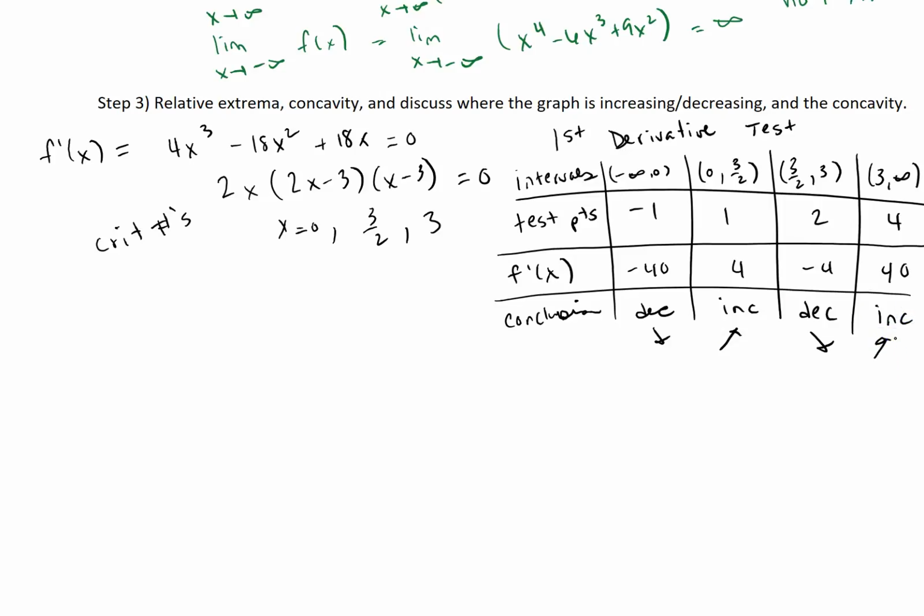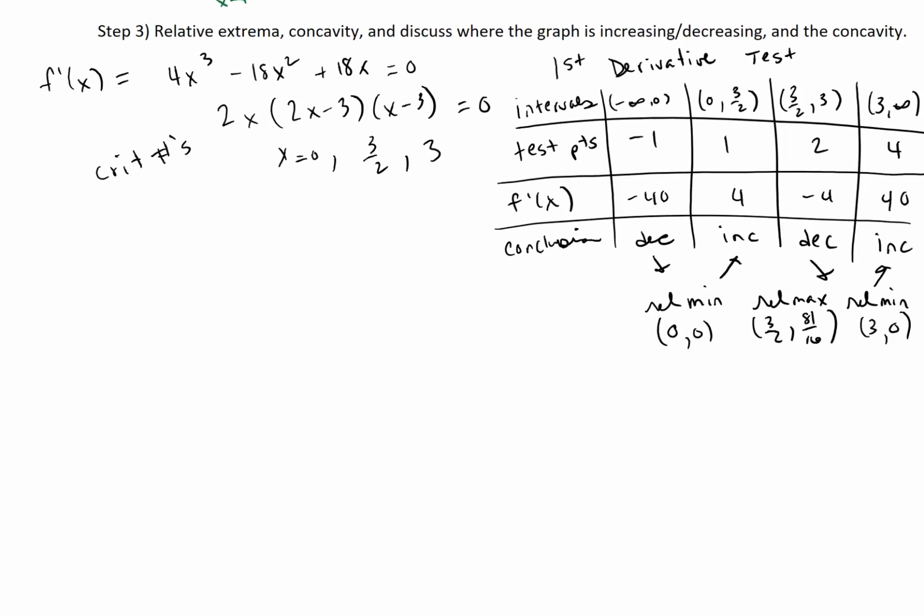So that means that this point at 0 has to be a relative min, a relative minimum. This one would have to be a relative max, and this one would have to be a relative min. So I'm just going to plug those points into my original function, f of x, and get the y values. So I would have 0, 0, 3 halves. When you plug f of 3 halves, you get 81 over 16. And when you plug 3 in, you get 0. So that's everything that the first derivative can tell me.